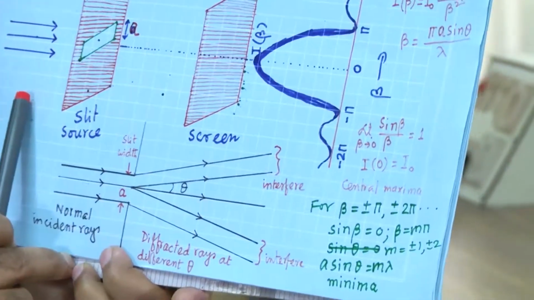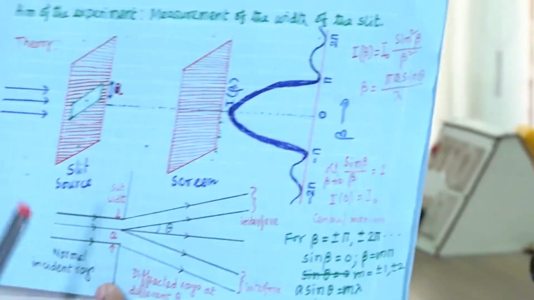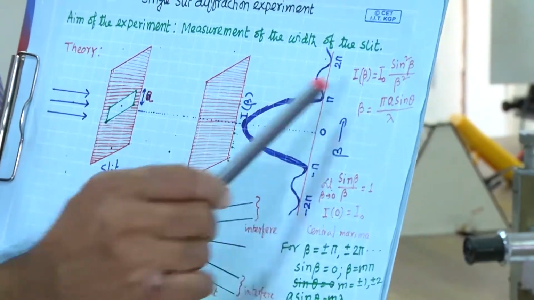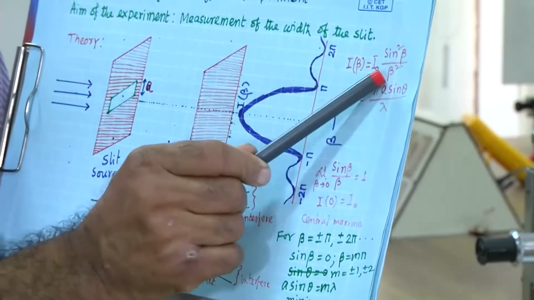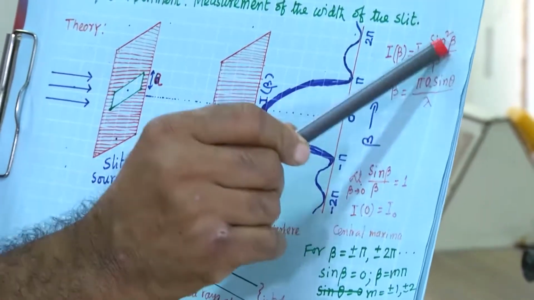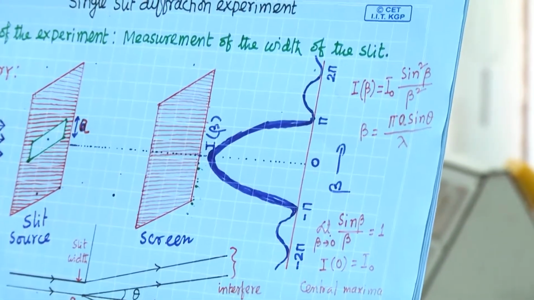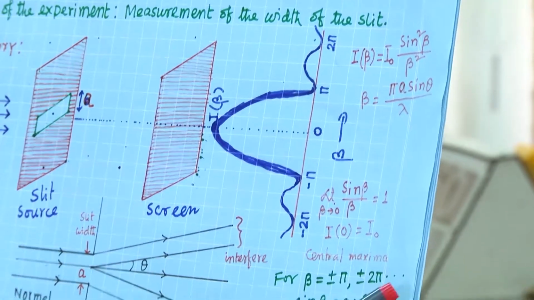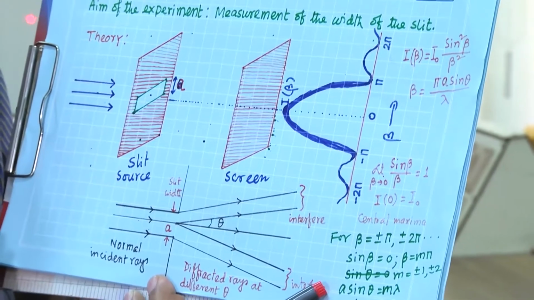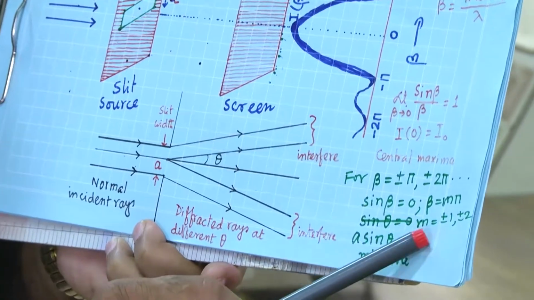Then for beta equal to plus minus pi, plus minus 2 pi, that means beta equal to m pi, what will happen? Sin pi, sin 2 pi, sin 3 pi, etc. are 0, but beta is not equal to 0. So, obviously this factor will be 0. So, I beta will be 0 for beta equal to m pi. This is called minima, diffraction minima.